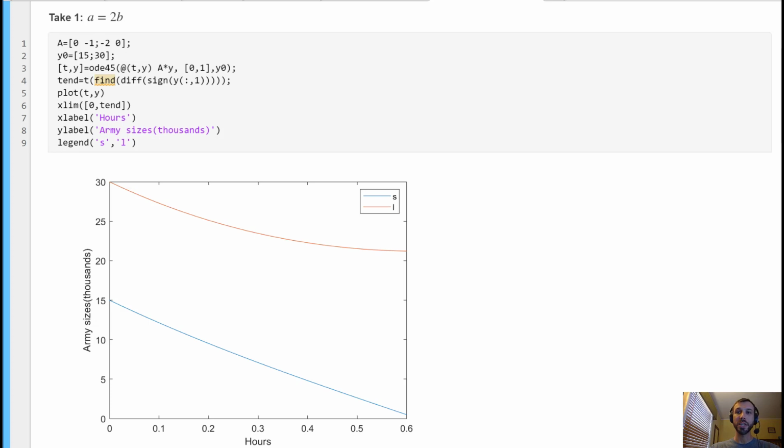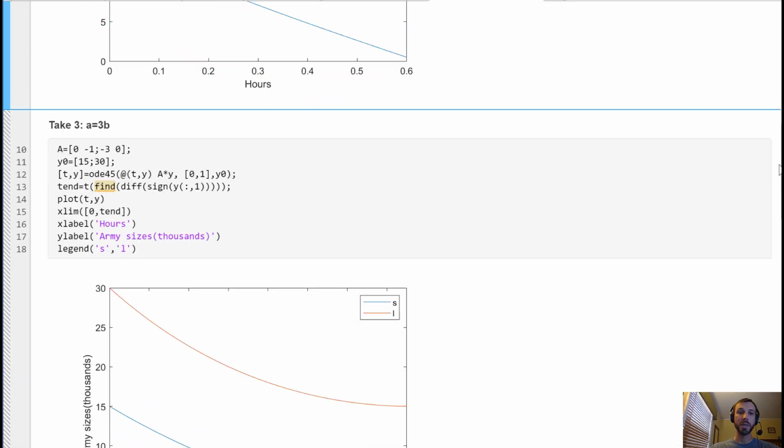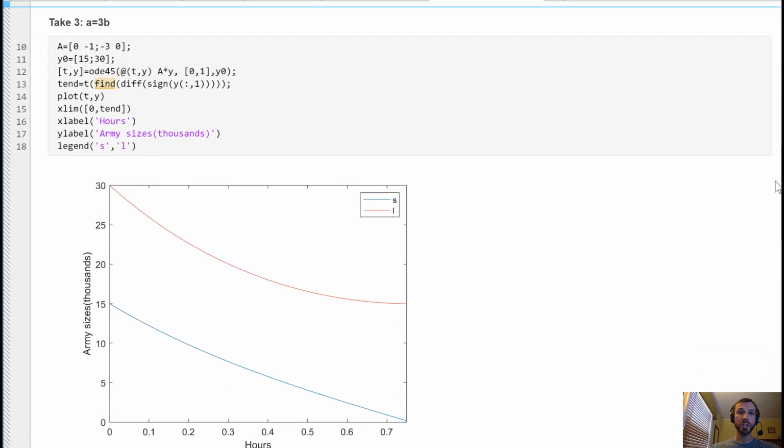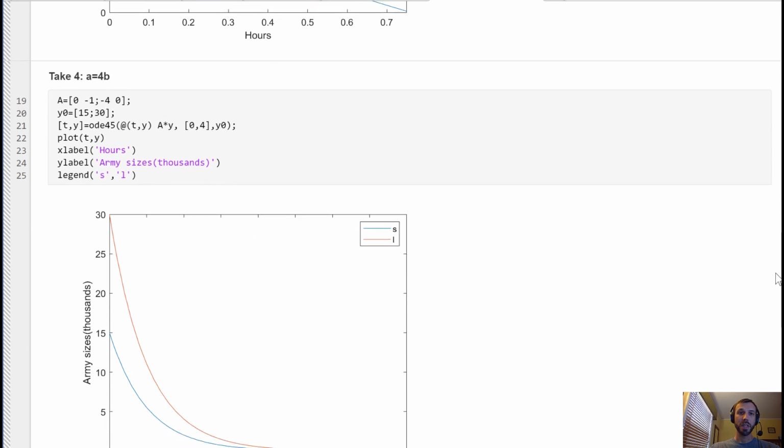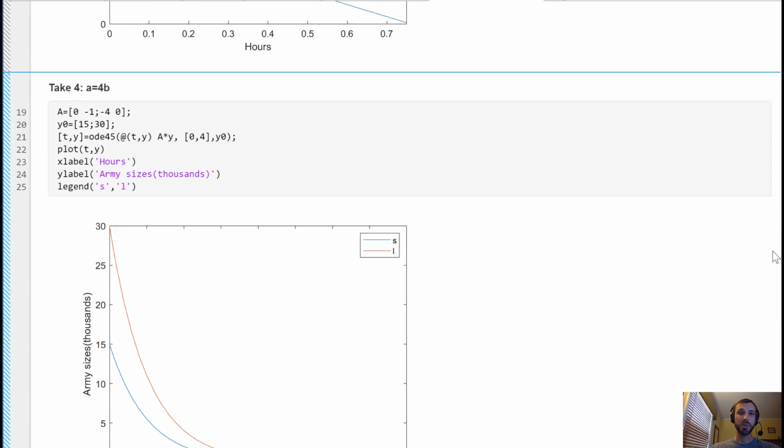So, twice the kill rate wasn't enough. What about 3 times the kill rate? Unfortunately, running the battle again under this scenario means that the Starks do kill a few more Lannisters and last now about 3/4 of an hour, but eventually it leads to their destruction. Take 4, although I can't count because this is actually take 3. Let's try A equals 4B.